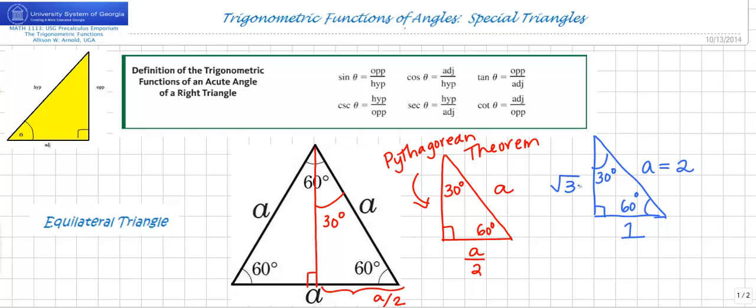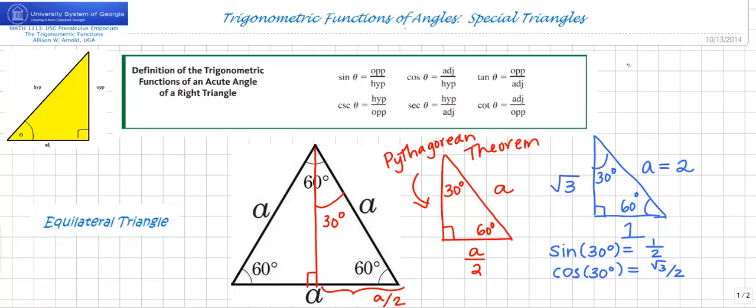Using our trig definitions, and you can and you should go through all 6 yourselves, the sine of 30 degrees, for example, would be the opposite side divided by the hypotenuse. The cosine of 30 degrees would be the side adjacent 30 divided by the hypotenuse.